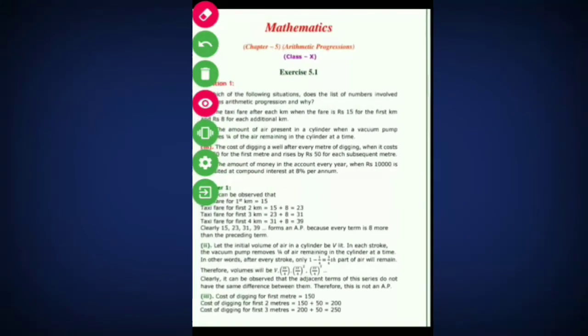Now we will first read question number 1. What is written here? Look here. In which of the following situations does the list of numbers involved make an arithmetic progression, and why? First, you should have knowledge about arithmetic progression. I told you if the difference is the same, then that progression is an arithmetic progression.